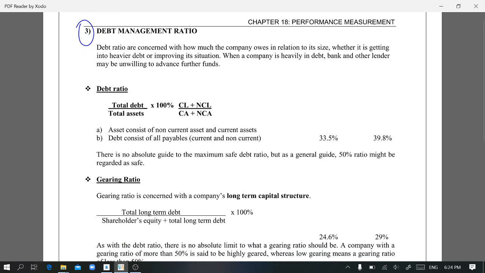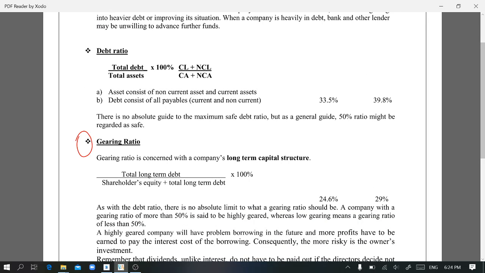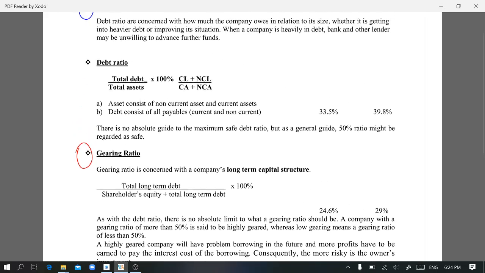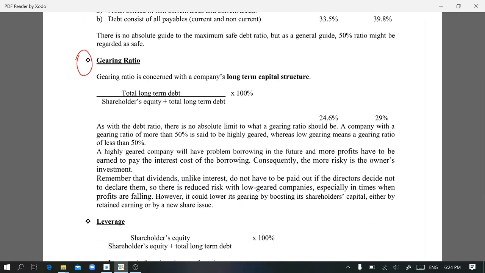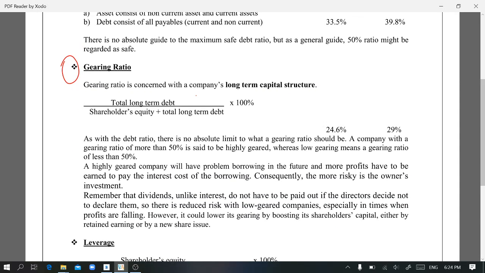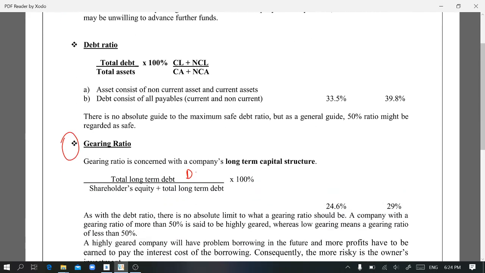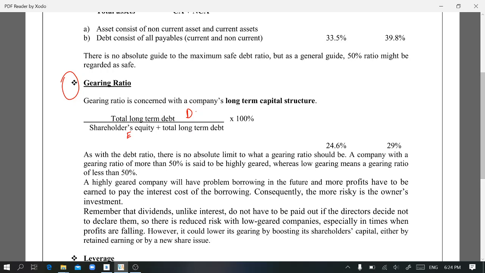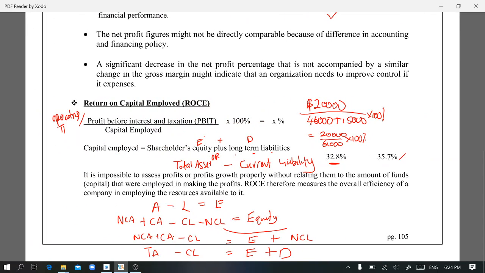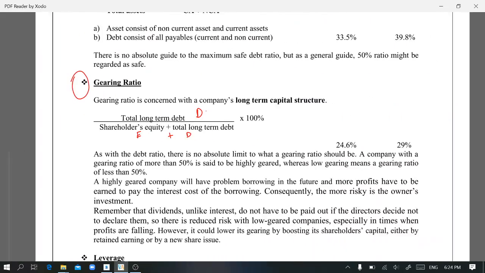Debt management ratio, we focus only on the gearing ratio. Okay, gearing ratio. Gearing ratio is to calculate debt: debt divided by equity plus debt. So you can see equity and debt. Equity and debt is actually our capital employed. Alright, capital employed.